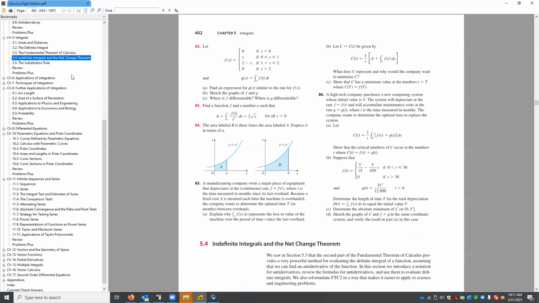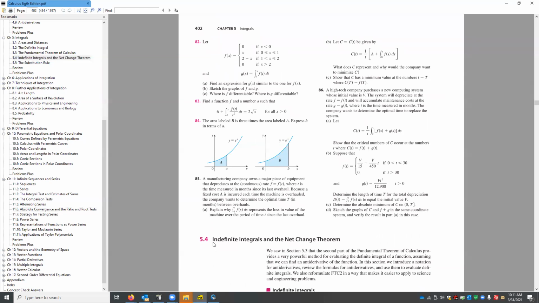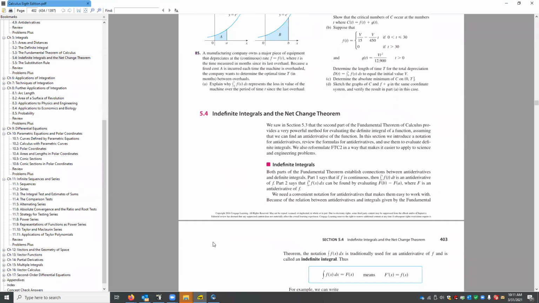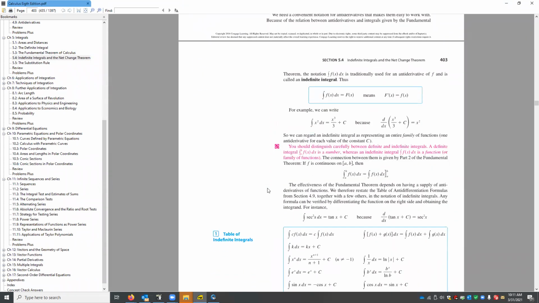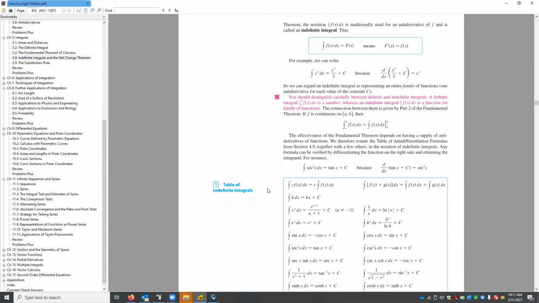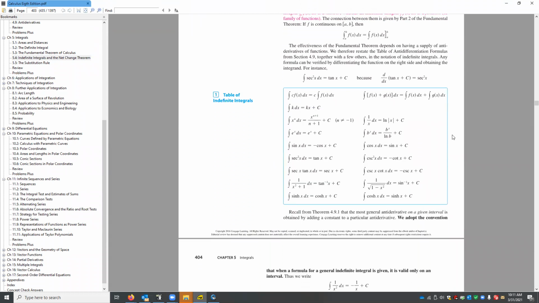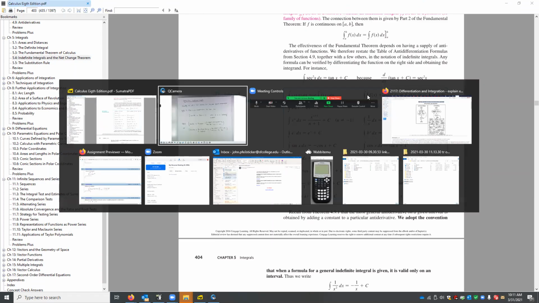Now, the net change theorem, I don't like that they group these together because they have nothing to do with each other. But here is this list of indefinite integrals that you guys need to know. And it's the same as the list of antiderivatives. The indefinite integral obeys the same rules as the definite integral. It is linear. But let me go ahead and write these down for you.